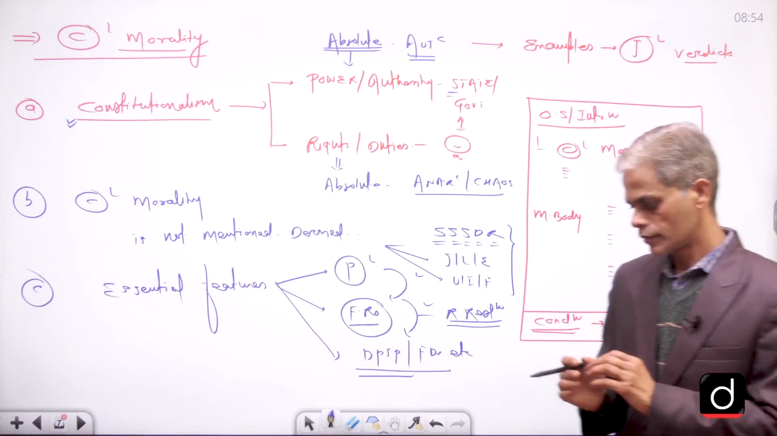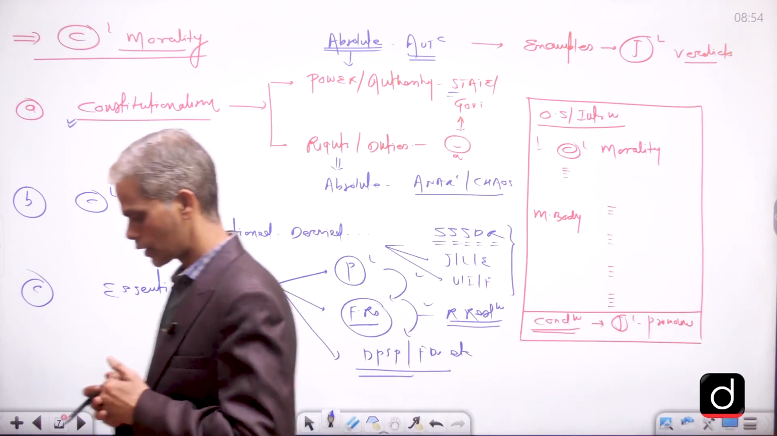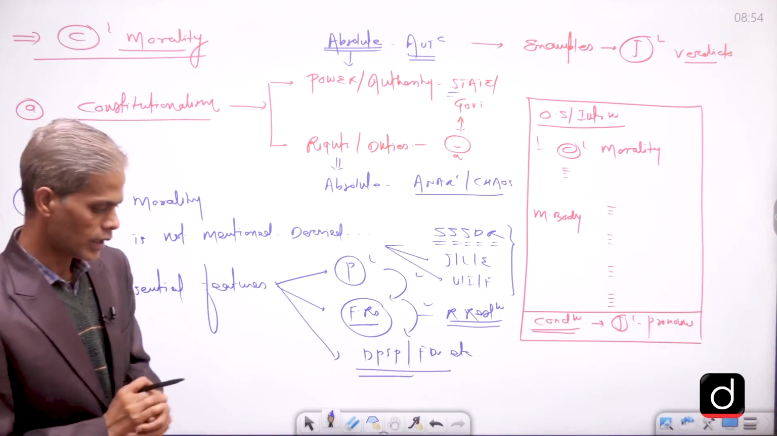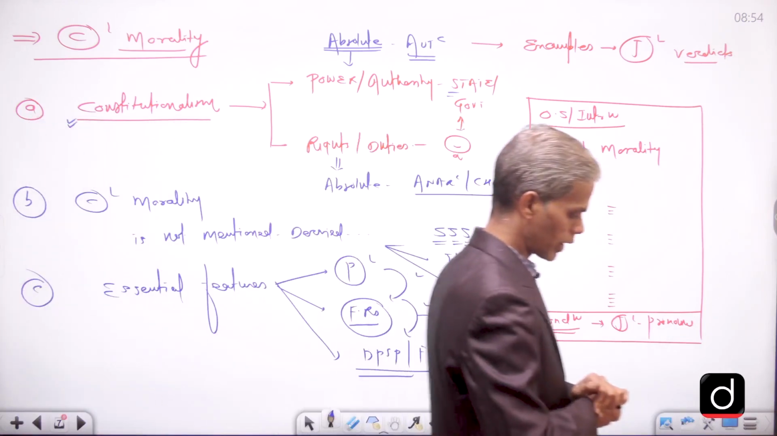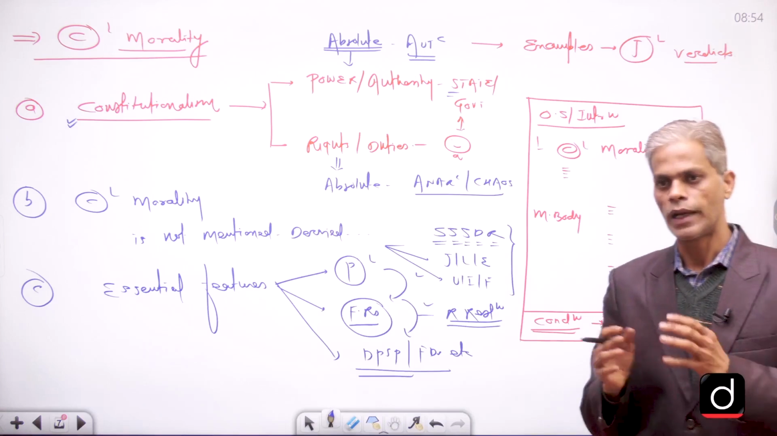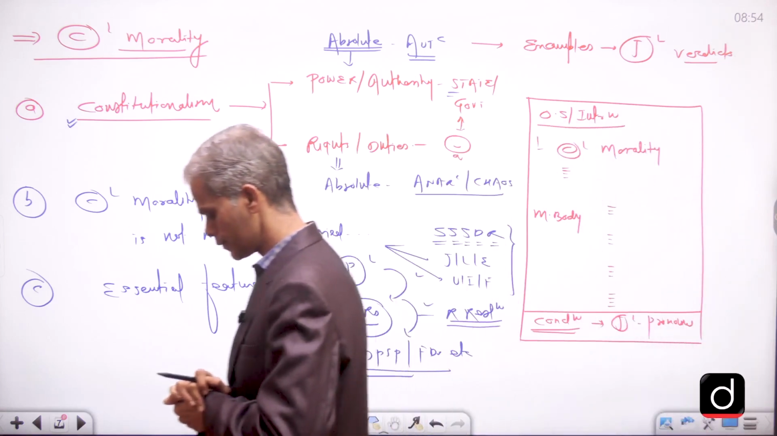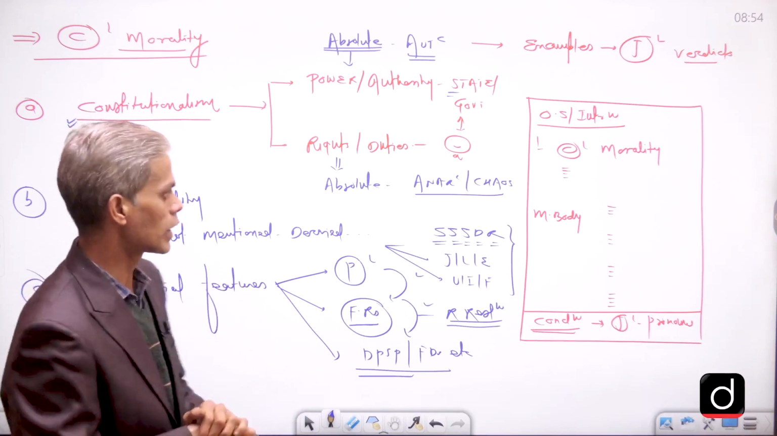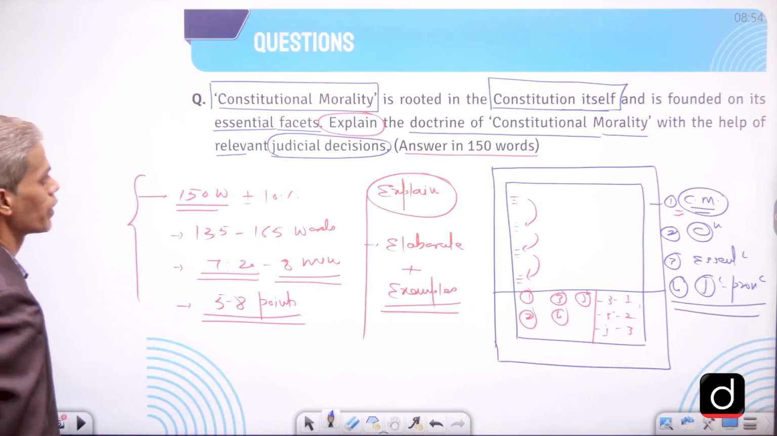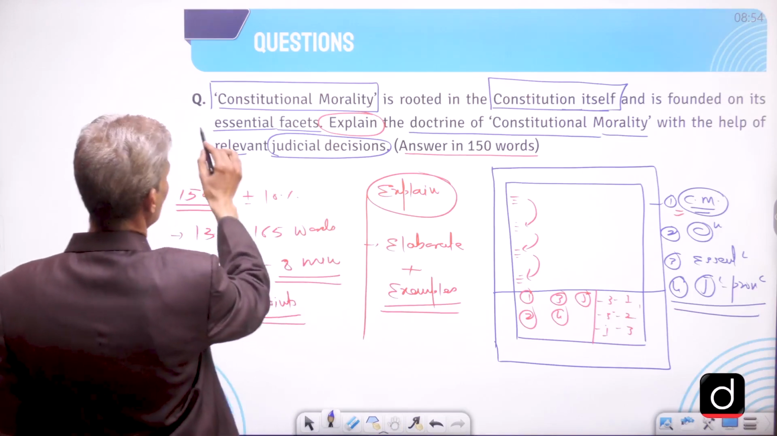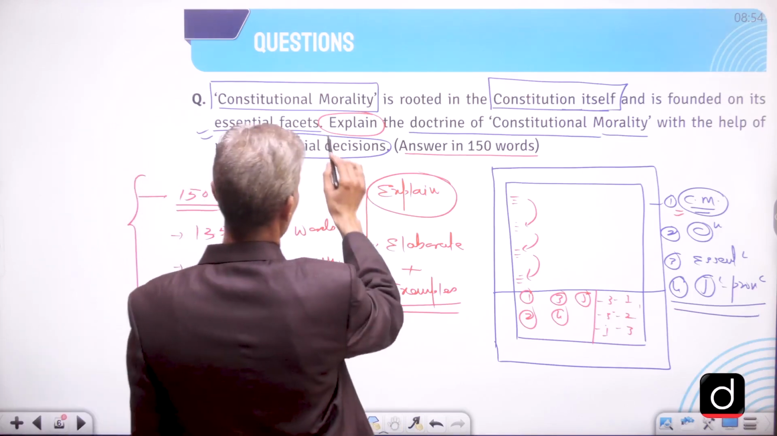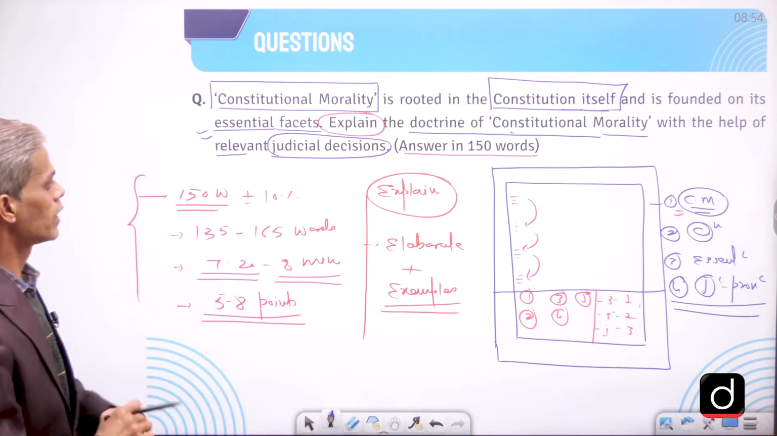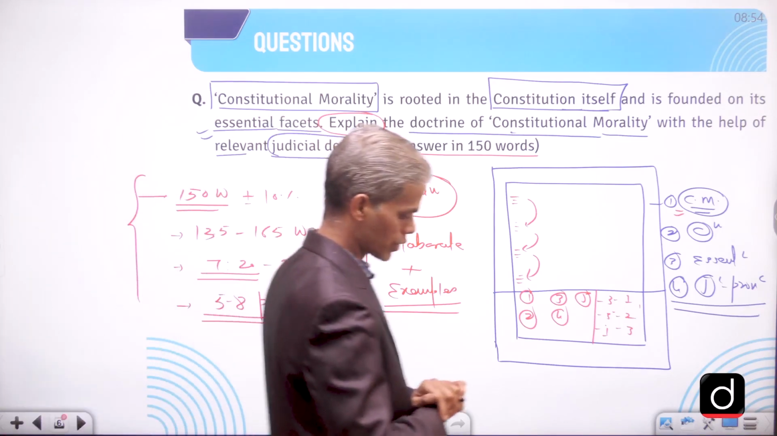Now, this is how we can give the message to the examiner that, okay, as far as the morality term is concerned, that is rooted in the essential part, or we can say the core values of the constitution, right? But the question is all about debating constitutional morality. So when we talk about moving further, it is founded on the essential facets. So we have to mention some essential facets, and then we have to go for explanation of constitutional morality with the help of judicial decisions.